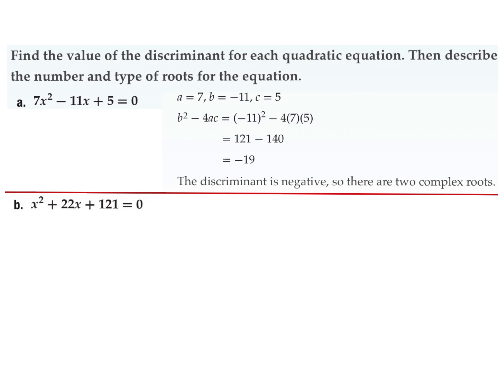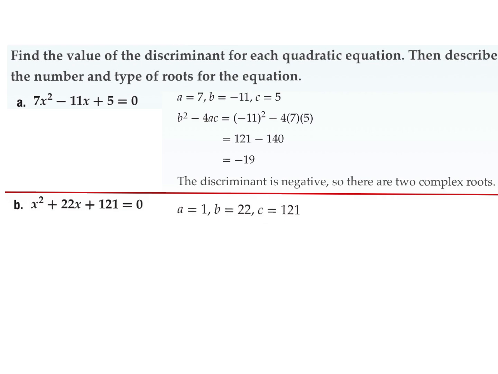All right, one side already equals 0, so that's good. What is A? 1. What is B? 22. And C? 121. Okay, so we want to identify those. Go ahead and find the discriminant.